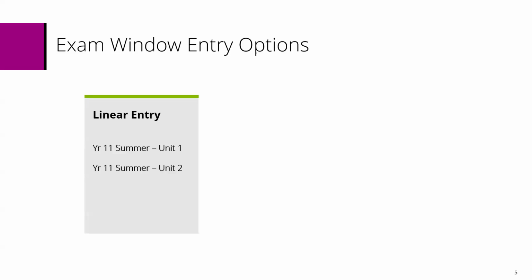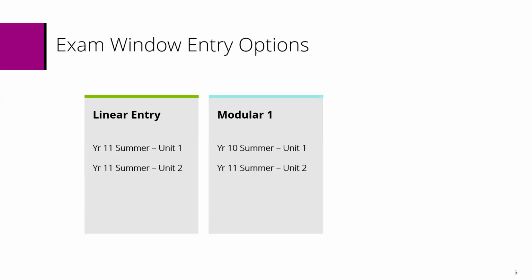So you can enter both the papers in summer of next year. And then the option that the course was designed around, which was to have the first unit in the summer of year 10, potentially a reset option in the autumn term, and then the second unit at the end of year 11.